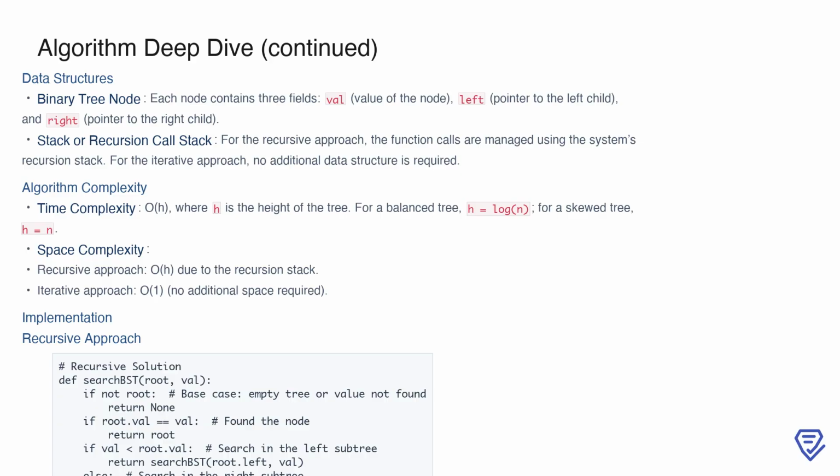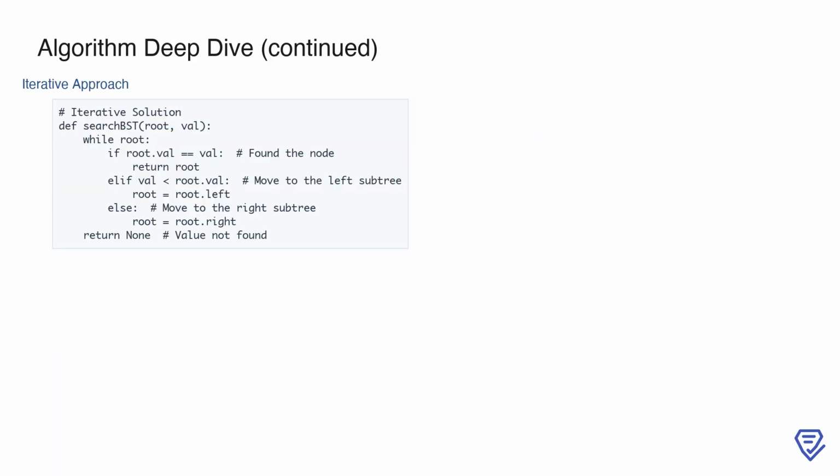In the iterative solution, we begin at the root node and repeatedly compare the target value with the current node's value. If they match, we return the current node. If the target is less than the current value, we move to the left child. If it's greater, we move to the right child. This process continues until the value is found or the current node becomes null, indicating that the value does not exist in the tree. By avoiding recursion, this approach eliminates the extra memory overhead of a recursion stack, making it an attractive choice for scenarios where memory usage is a concern.